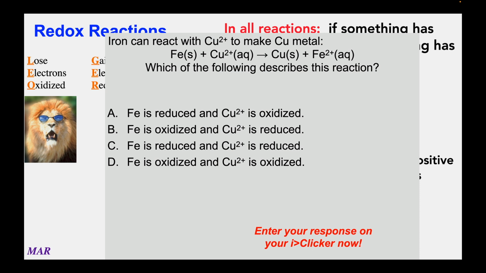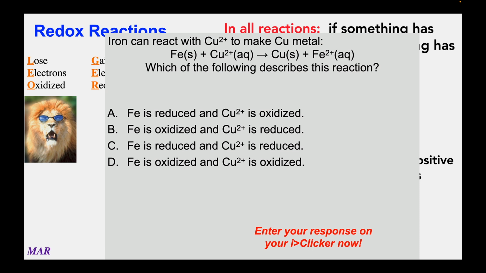Now, iron is going to iron positive 2. So iron on the left is losing 2 electrons. It's becoming more positive. We would say that iron is being oxidized. Copper 2 plus is becoming more negative as it goes to copper. So going from 2 plus to copper 0, which is what copper solid is, that's becoming more negative. It's going towards negative numbers.